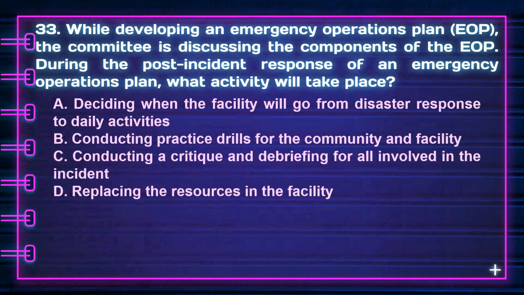33. While developing an emergency operations plan, the committee is discussing the components of the EOP during the post-incident response of an emergency operations plan. What activity will take place? A. Deciding when the facility will go from disaster response to daily activities. B. Conducting practice drills for the community and facility. C. Conducting critique and debriefing for all involved in the incident. Or D. Replacing the resources in the facility. The answer is letter C, conducting critique and debriefing for all involved in the incident.